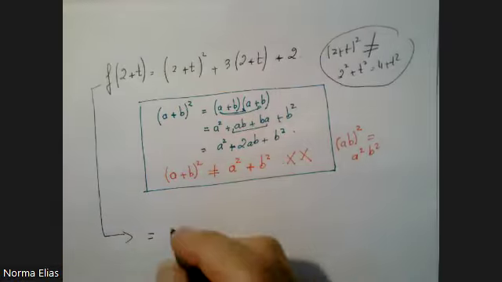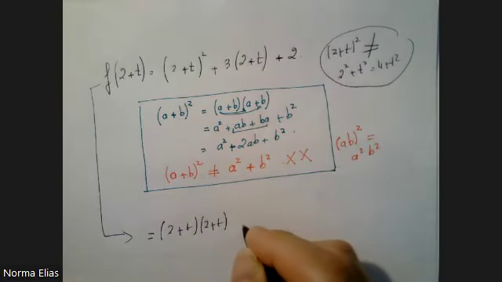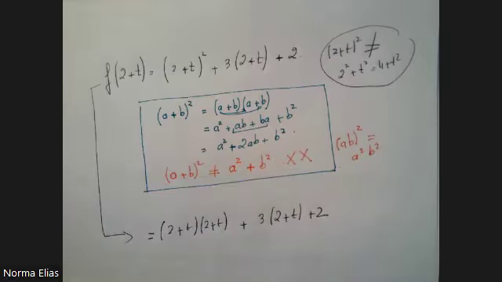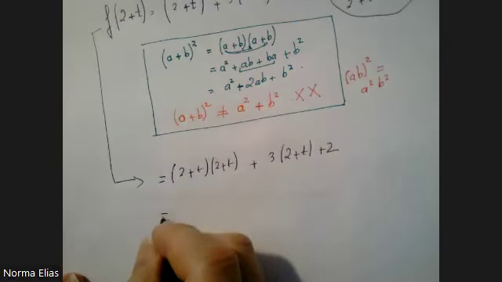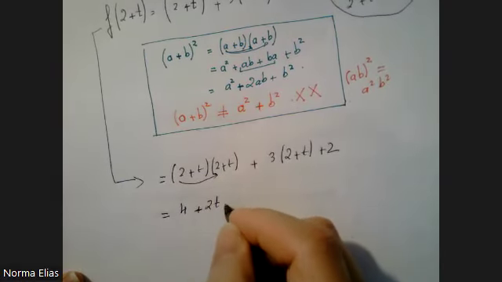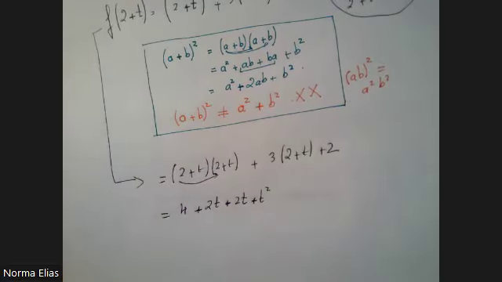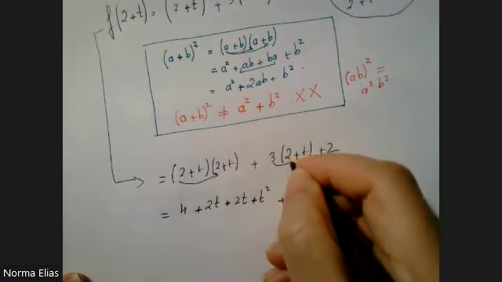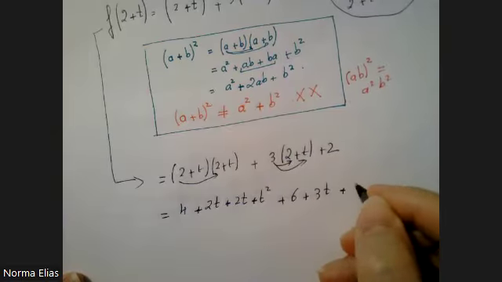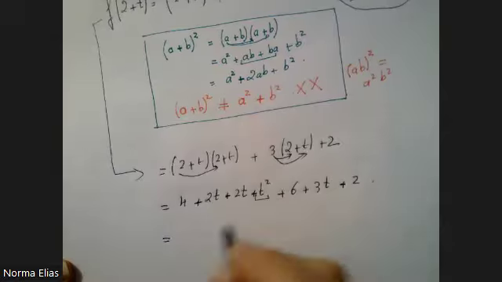What's 2 plus t squared? Again, I will do it again. It's 2 plus t times 2 plus t. Okay, so it's going to be equal to, distribute. It's 4 plus 2t plus 2t plus t squared. Plus, I distribute 3 times 2, 6, plus 3t plus 2. Final step, I will combine like terms.